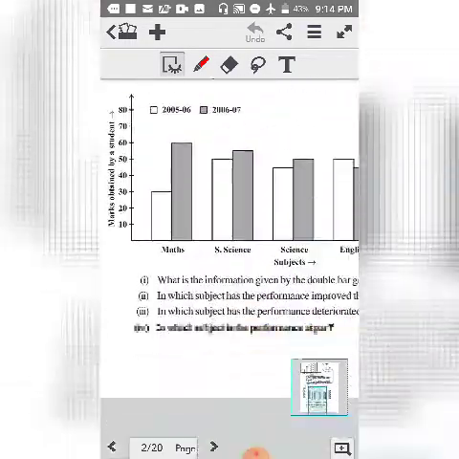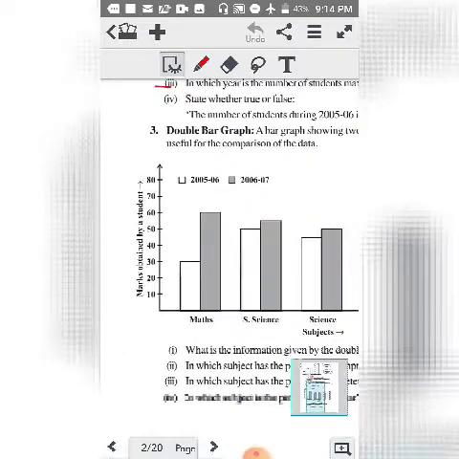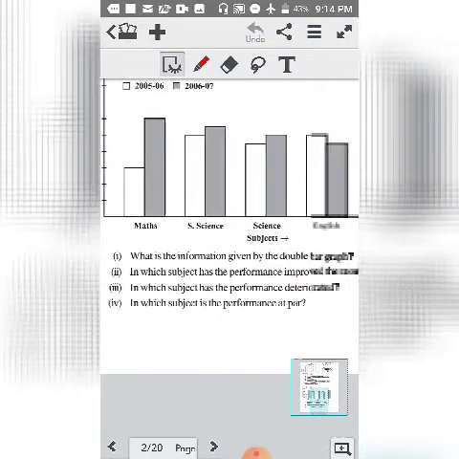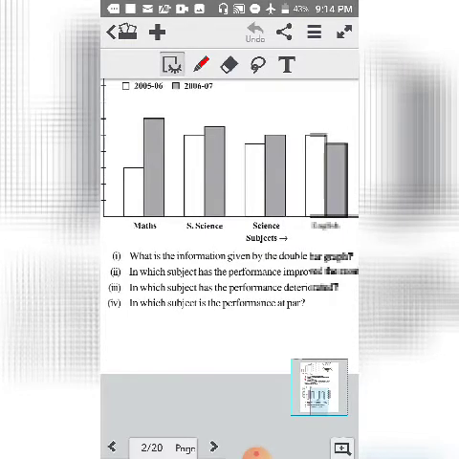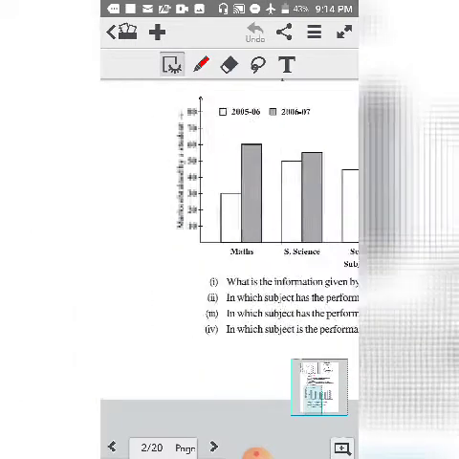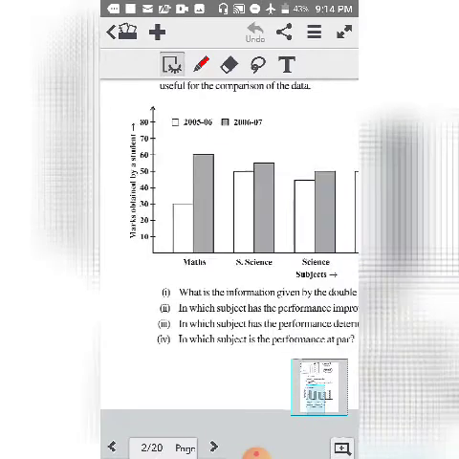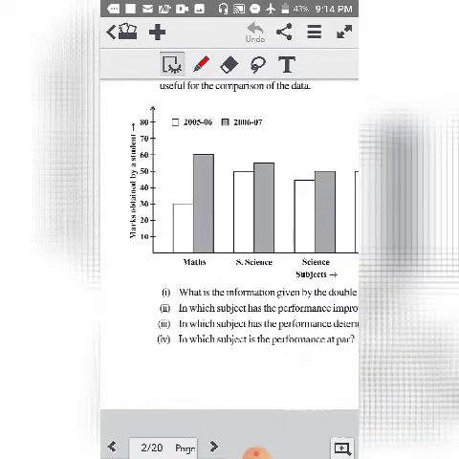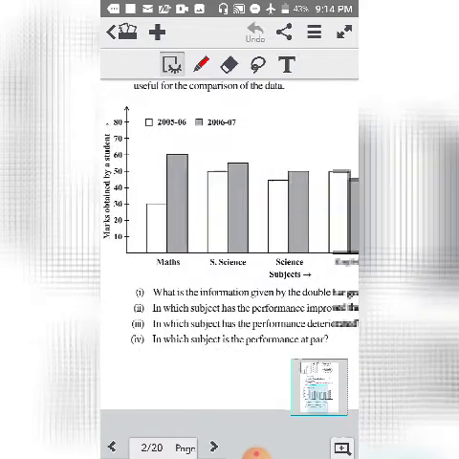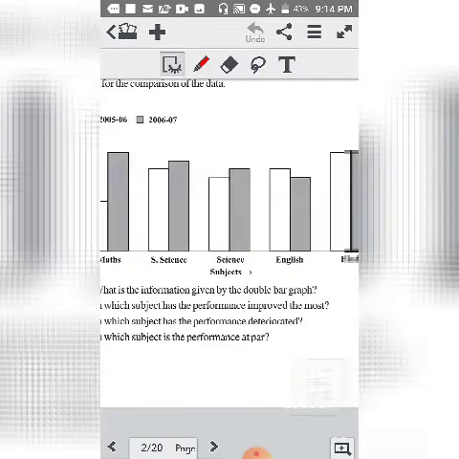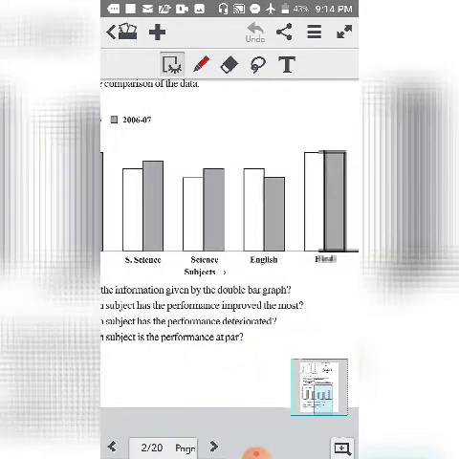In the second double bar graph, the same information is for two things. It shows what information is given by the double bar graph. It gives information of subjects, and on the left side marks obtained by a student. So this double bar graph gives information of the marks obtained by a student in 2005-2006 and 2006-2007. In which subject has the performance improved? In which subject is there more improvement?